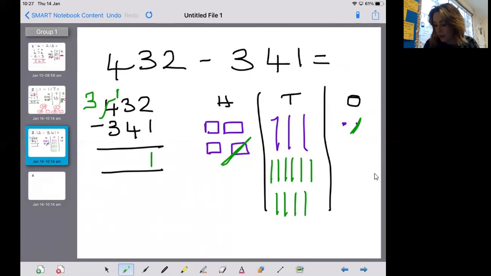So from those 13 tens, I'm taking away 4. 1, 2, 3, 4. So I'm left with 9. And from those 300s, I'm taking away 3. I'm left with 0. I don't really need to put anything in there, but if you want to put a 0 as a placeholder, you can. I hope this helps. Let me know if you have any more questions.